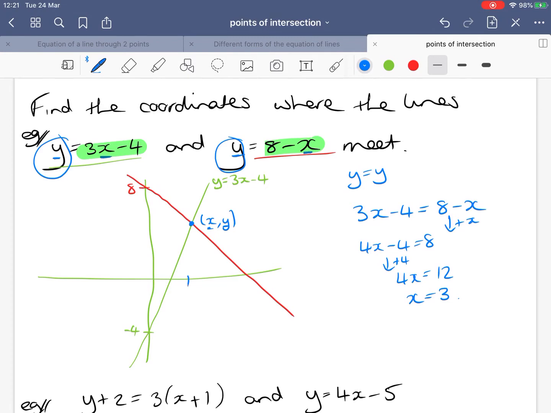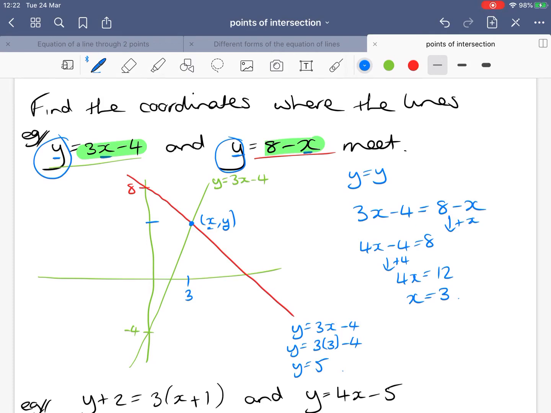So I know this is at the point x is 3. And then I can work out what my y value is, what this y value here is, by substituting it into either equation. It really doesn't matter, so I'll prove that by doing both. Let's do y equals 3x minus 4. So y is 3 lots of 3, take away 4. Well, 3 lots of 3 is 9, take away 4 is 5.